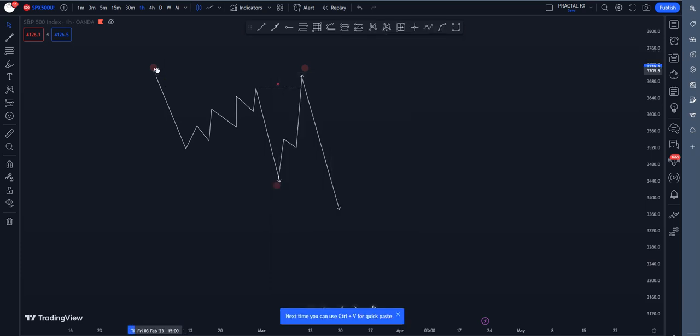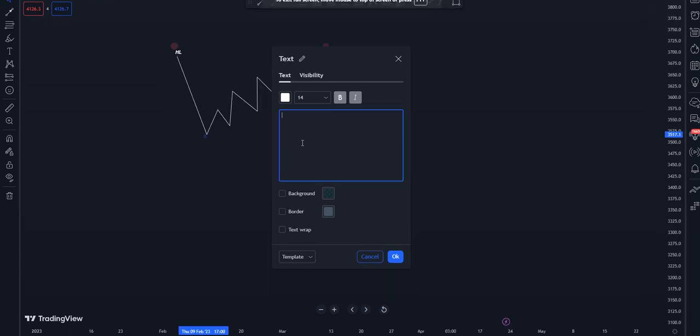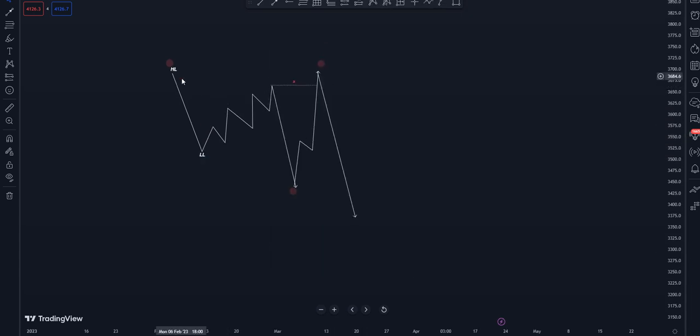So as you can see, this is our higher low, and then we have our lower low. So guys, after taking out this inducement, then we are pretty sure that this is our higher low. Guys, you don't mark this as a break of structure without taking out the inducement.